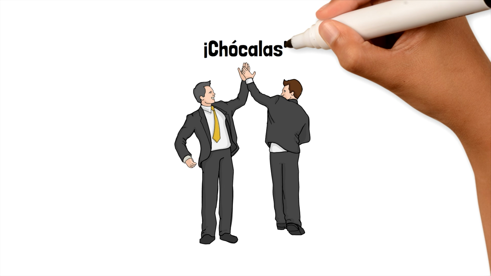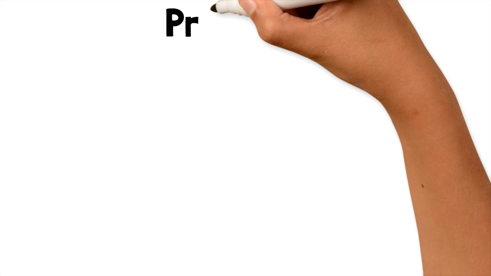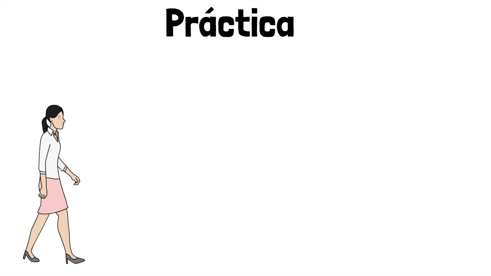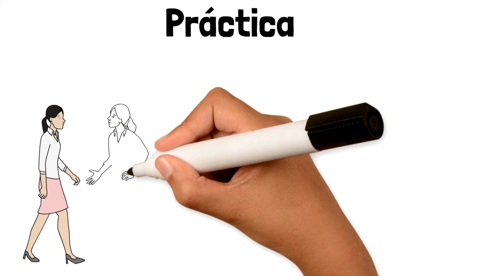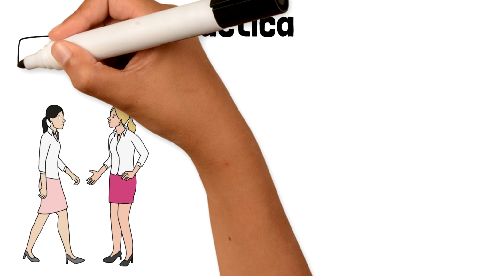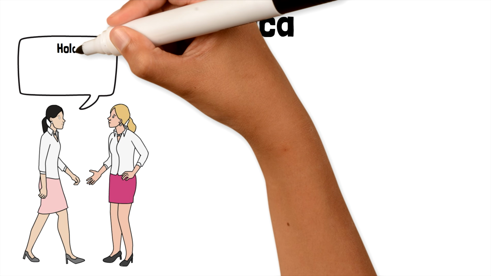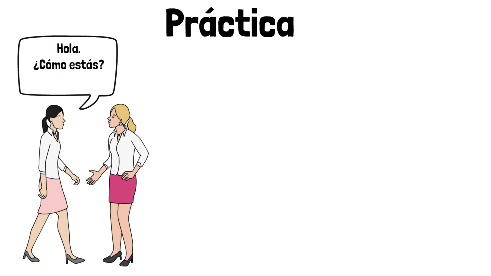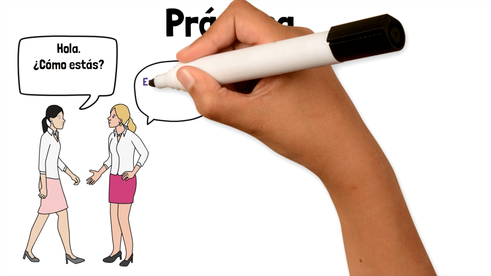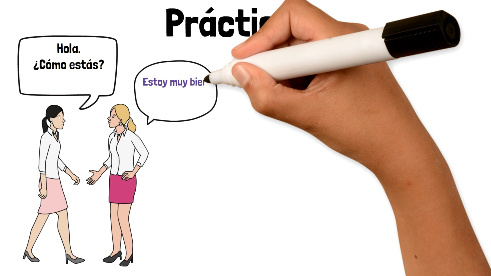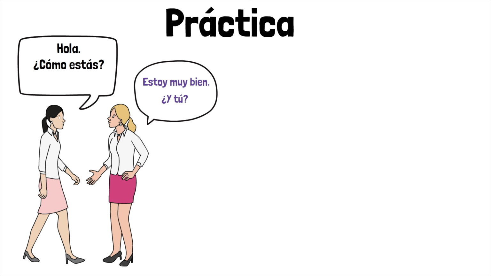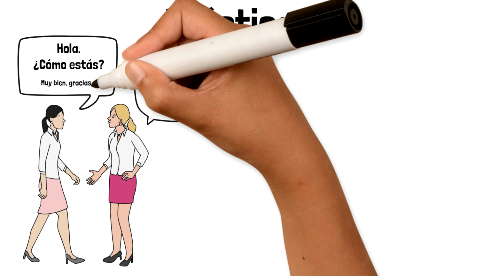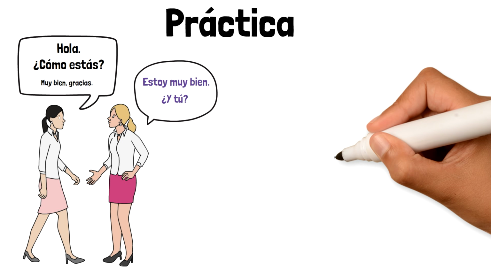Chócalas. Give me a high five. You did it. Let's practice a little bit. Práctica. Let's call her Ana. And this is Maria. They're about the same age. Or perhaps they're friends. Ana says, Hola, ¿cómo estás? Now it's Maria's turn to respond. So she says, Estoy muy bien. ¿Y tú? To which Ana replies, Muy bien, gracias. That's an example of an informal exchange.